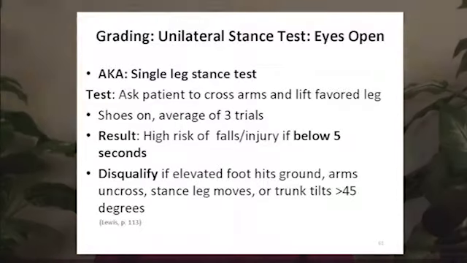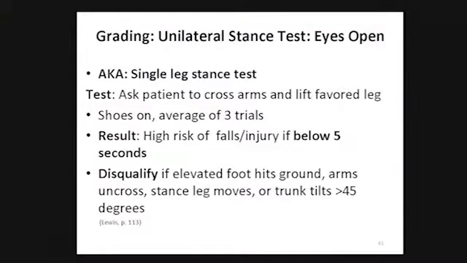Grading the unilateral stance test. Okay, so stand on one leg. Now this is interesting. Try it in place if you're safe doing this. Just stand up, stand on one leg. If that was all I told you, what are you doing?